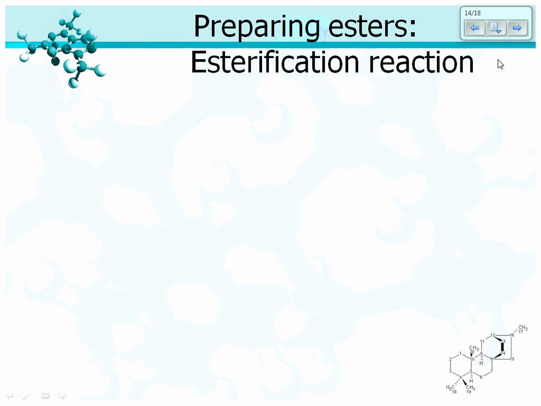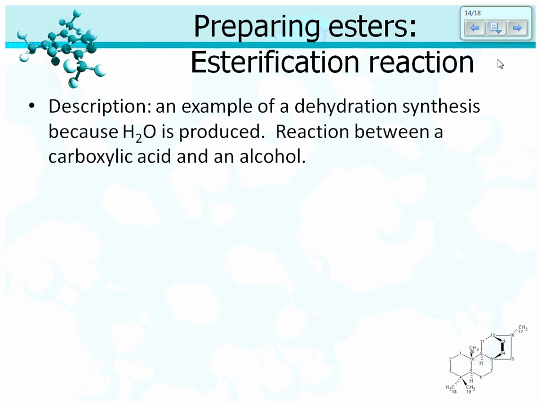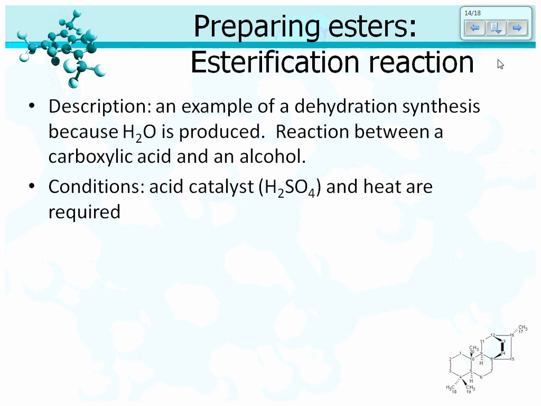Preparing esters, the esterification reaction. So this is actually kind of a simple reaction once you get the hang of it. The name of it is simple. You're making an ester, esterification. So here's what happens. It's an example of a dehydration synthesis reaction because water is produced and you synthesize an ester. So there's your dehydration and your synthesis. So we're going to react a carboxylic acid and an alcohol together. Conditions: you need concentrated sulfuric acid and heat.